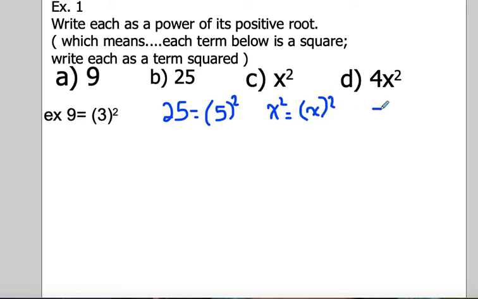And lastly, I'm just going to write the answer here. If we square root 4, we get 2. And if we square root x squared, we get x. But we're going to keep it as a squared term.